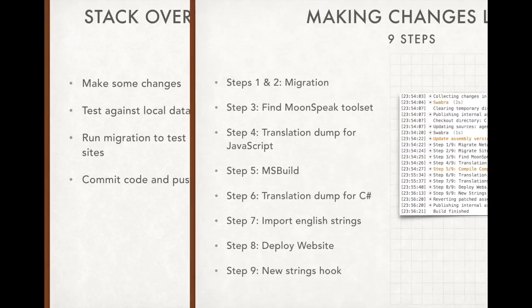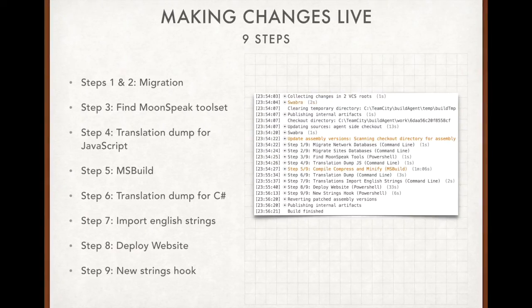Now let's break down the steps that are taken within the migration to give further clarity of how this works. Basically, to make the changes live, it's broken down into 9 steps. The first 2 steps are different migrations. The next step is to find their Moonspeak toolset, which is something they use to push code live and basically work with their application. The 4th step is a translation dump for JavaScript.